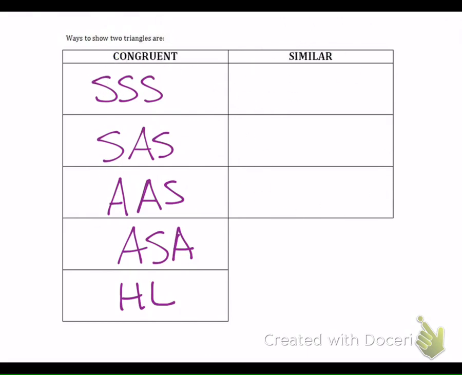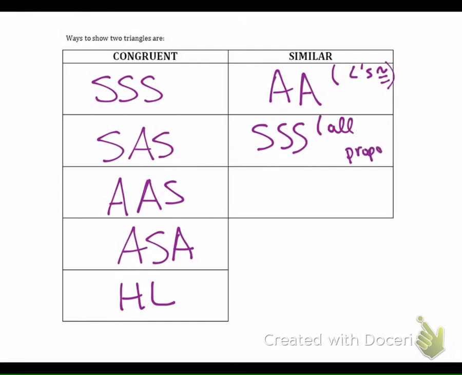Today you learned 3 ways to show that triangles are similar. What were the 3 ways? AA. Good. And I'm just going to put in parentheses that both angles had to be congruent. Okay? What's another one? SSS. And they're not all congruent, they're all what? Proportional. Good.